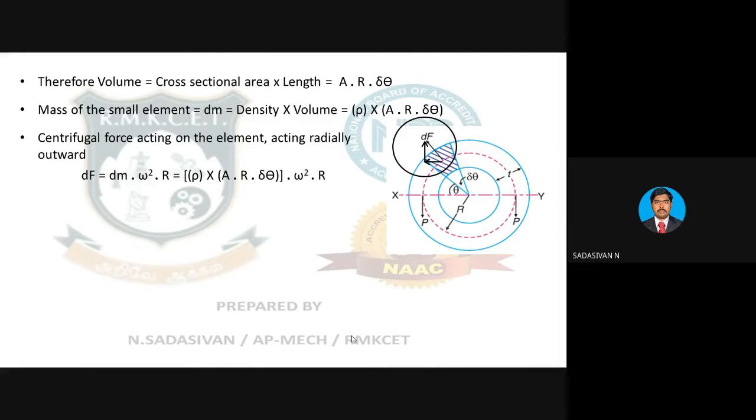So in this derivation, I'm going to write the formula for the centrifugal force in this differential element. What is the centrifugal force acting on this particular point? The general formula for centrifugal force is m omega square r. I know the mass for this differential element is dm, so dm omega square r. In place of dm, I'm going to substitute this: rho A r d theta omega square r.